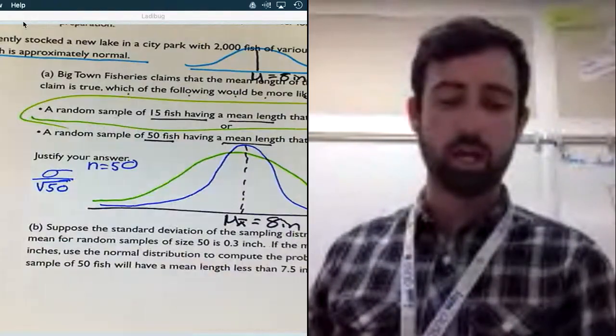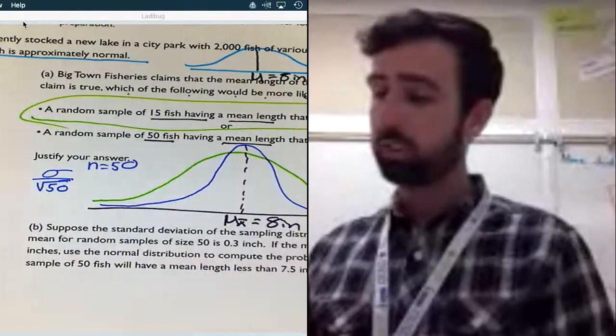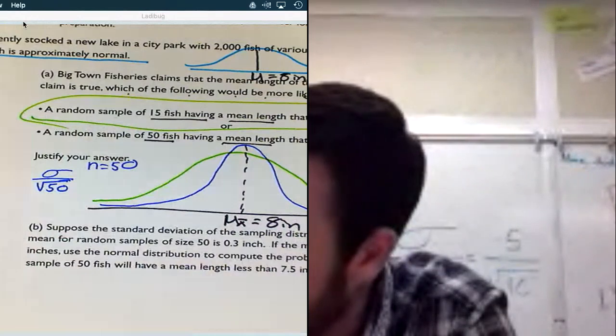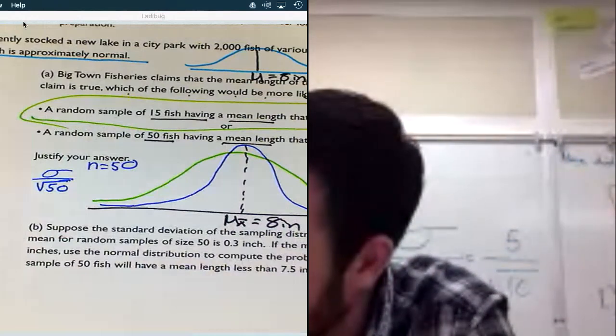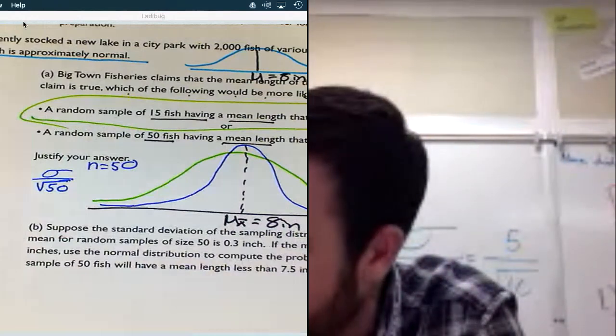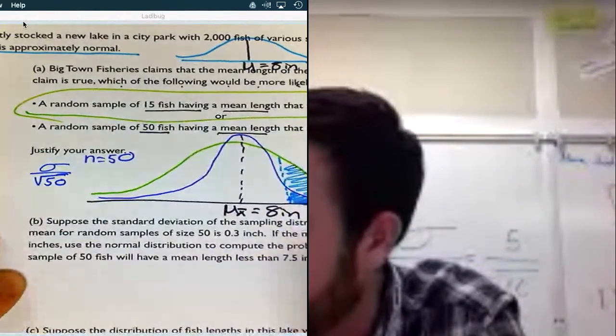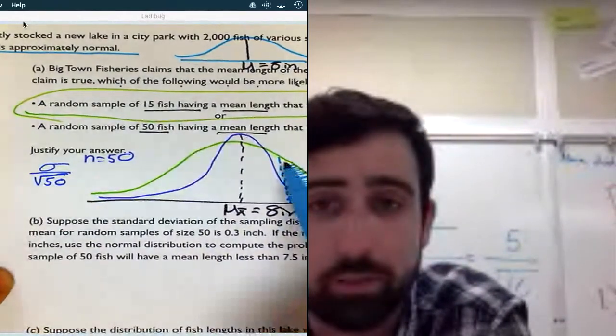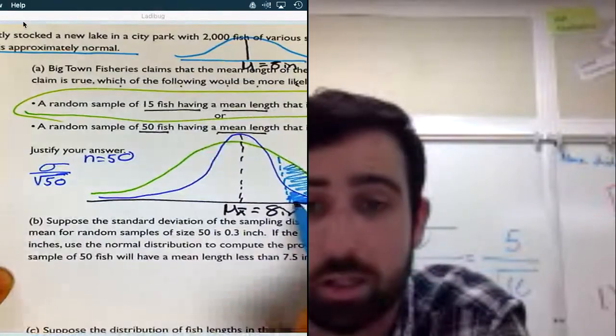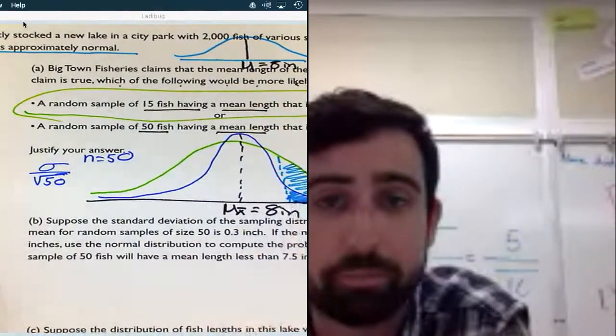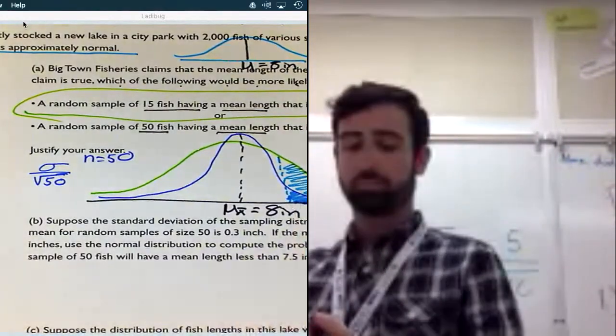So essentially we're saying, hey, let's say this is 10 inches right here, which is going to have a bigger probability, this little part here or this whole part here, right? That's going to be more likely because this is a smaller area. All right, let's go to B.